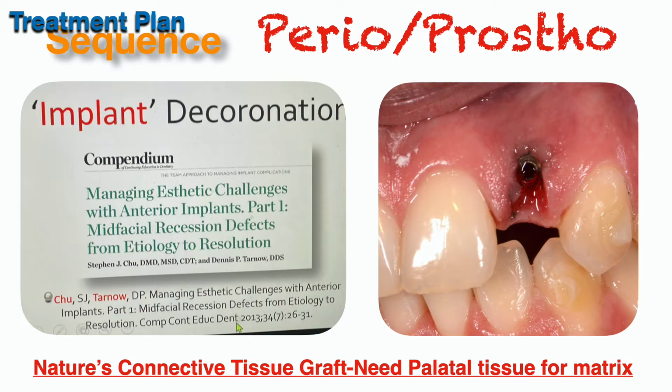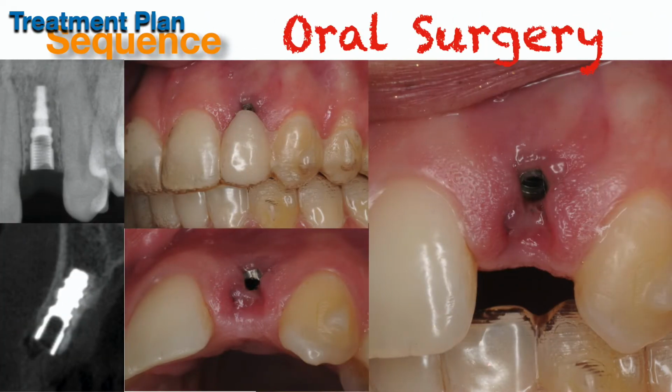And so people have called this, instead of doing a soft tissue graft, this is nature's connective tissue graft. But again, you could see an abundance of palatal soft tissue becoming the matrix for the buccal soft tissue to fill in. So the next step, the oral surgical phase.